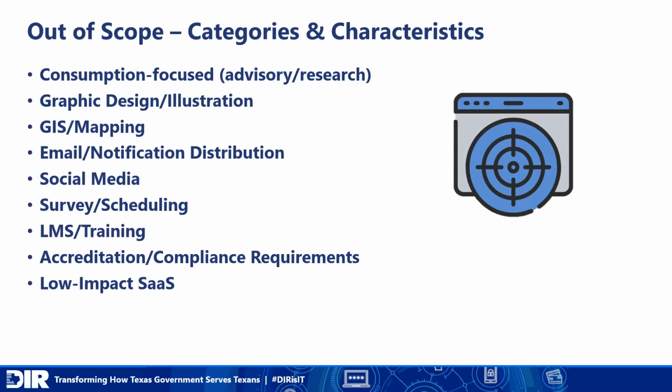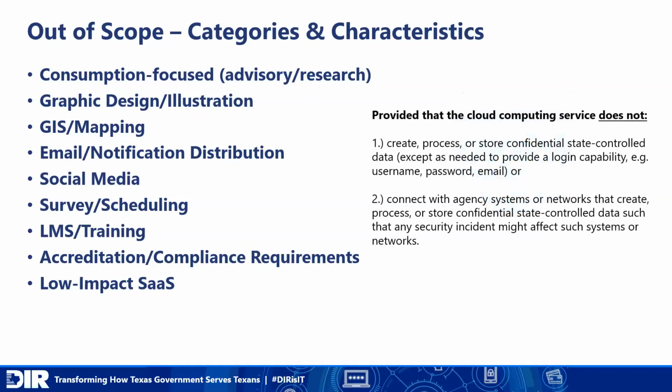But there is a very important caveat to all these categories and characteristics, and that is that provided the cloud computing service does not create, process, or store confidential state-controlled data, except as needed to log in. That would be the only PII, very minimal PII that goes into it. So in this case, if you were mapping or using a GIS service that did contain confidential information, like undercover locations of all your police officers or something like that, in that case, it would not be out of scope, as it does process confidential information that requires a level of protection. Same thing goes for a lot of these here. It really depends on how you're using the tool, but if you're collecting health information, PHI, through a survey, then that would fall into scope because that needs to be protected based on these requirements.